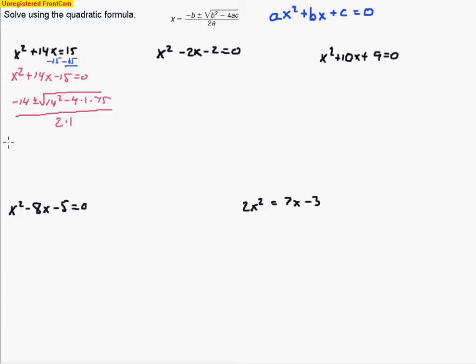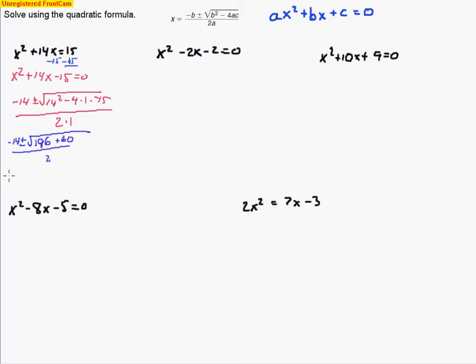We get negative 14 plus or minus the square root of 196, which is what we get when we square that 14. And then here we have to watch those signs. Negative times a negative makes a positive, and that's going to end up making 60. And this is all over 2. So we've got to add those numbers together.